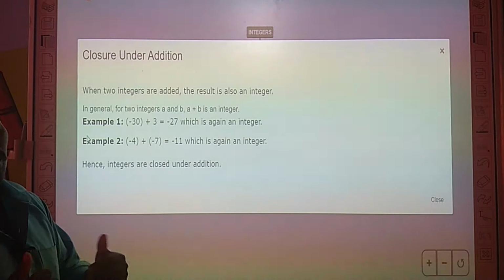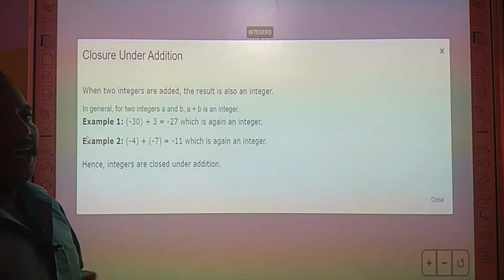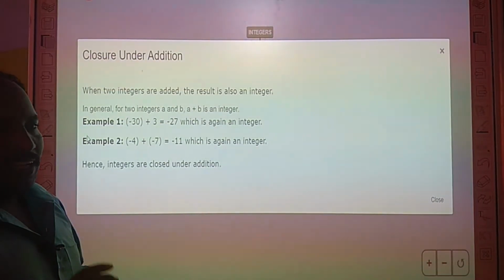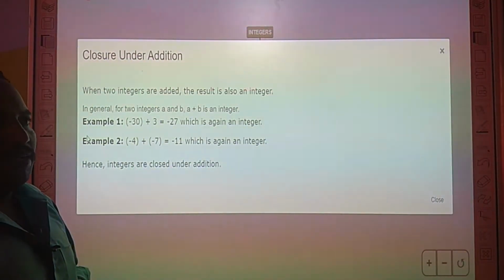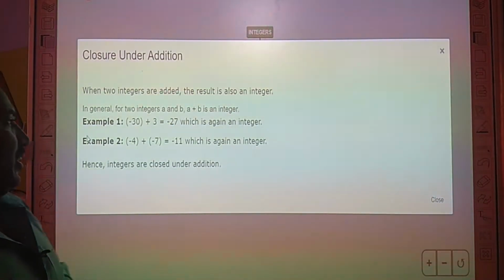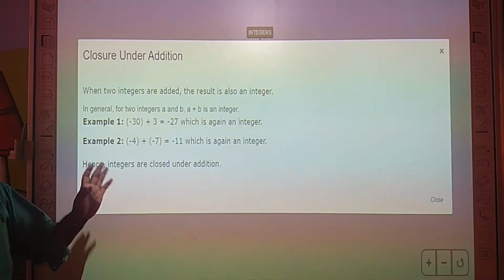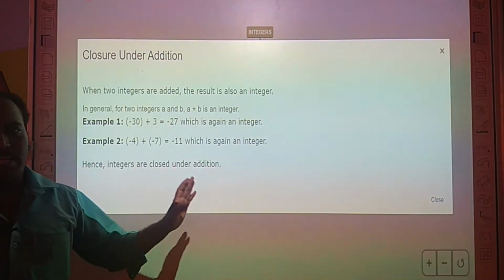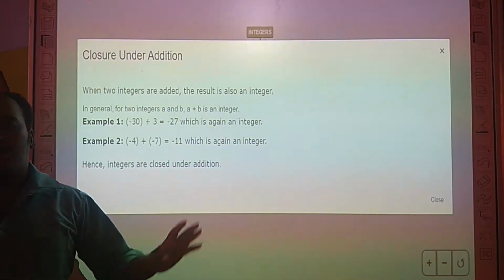Minus 27 is also an integer. That means minus 30 is an integer and 3 is an integer. We add two numbers, our answer is minus 27. So minus 27 is also an integer. Hence integers are closed under addition.